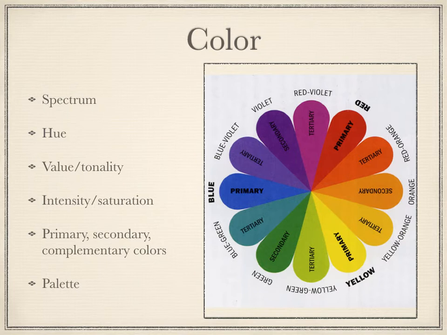Then we have what's called tertiary colors. And these are unequal parts of your primary colors. So for example, here we have what's called blue-green. This is going to have more blue in it than yellow.